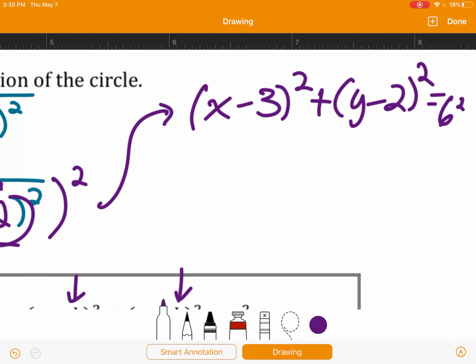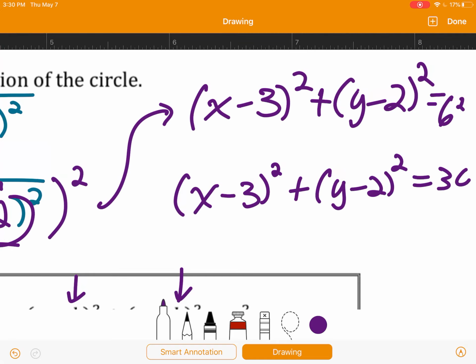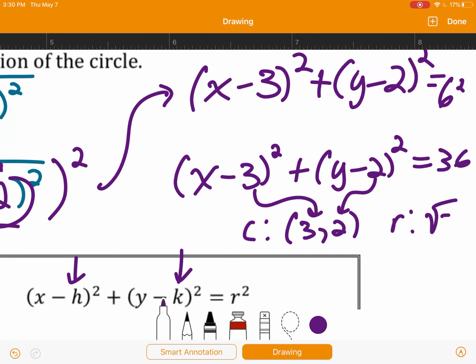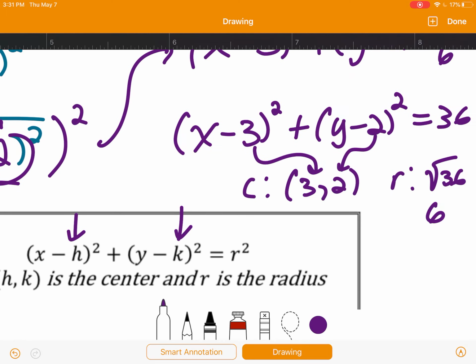So you can see it written like this, or you could even see it written the same way, but with 36. Okay? And if you see something that looks like this, you could say, oh, by looking at this, I know that the center is going to be the point (3, 2), because the 3 is here, the 2 is there, and the radius is going to be the square root of 36, so that's going to make it 6. We know it's the square root of 36 because this piece of the equation is r squared.